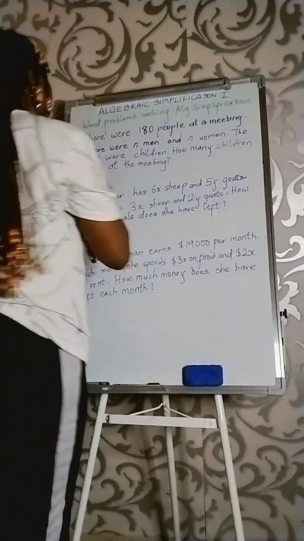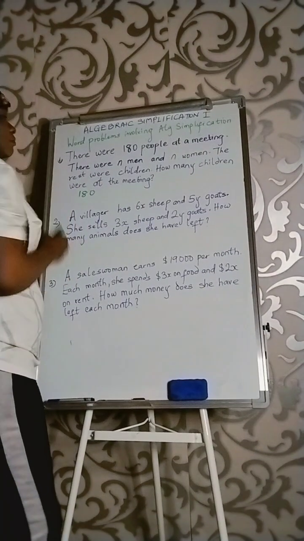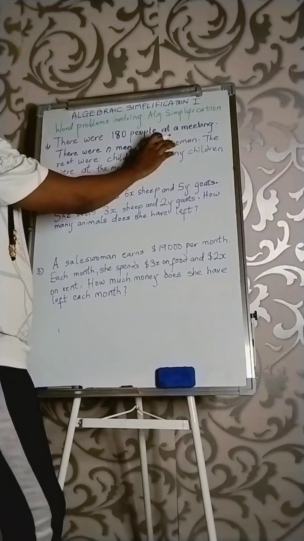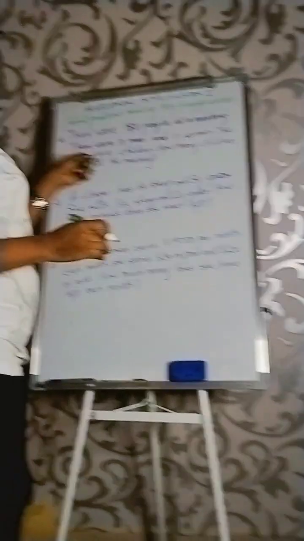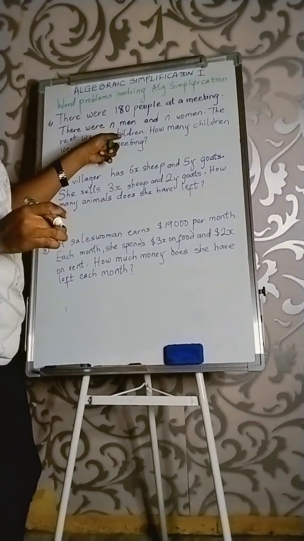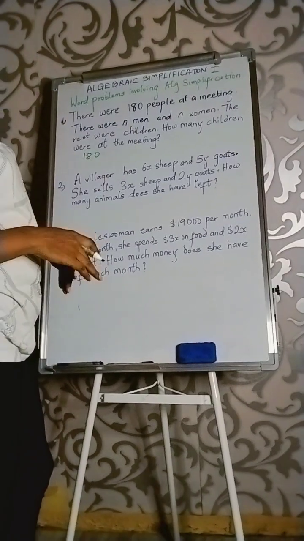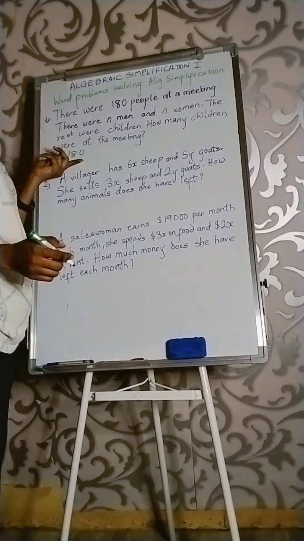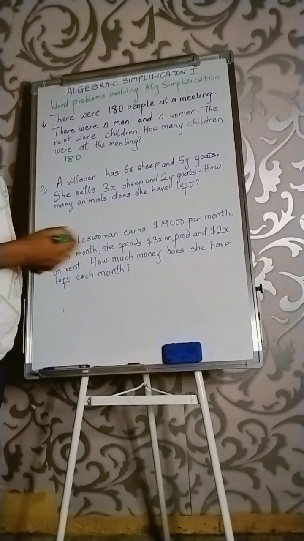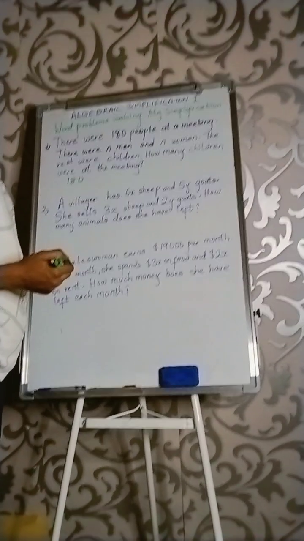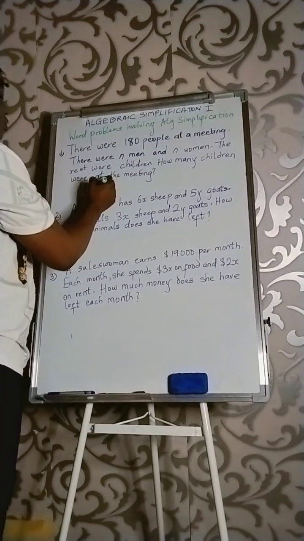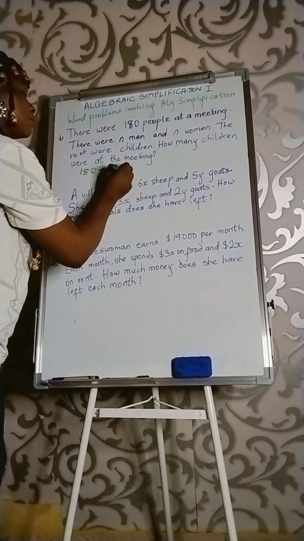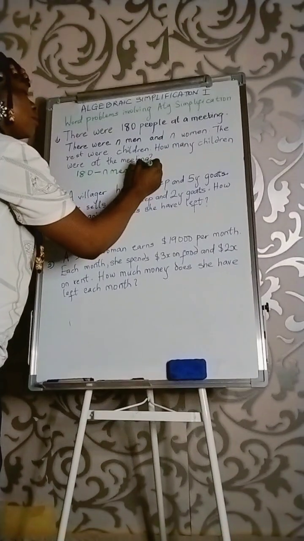So firstly, we have 180 people. And there were n men and n women. And they don't know how many children were at the meeting. So now they ask you how many children are at the meeting. This is the total number of people that were at the meeting, right? So for you to get the people that were not at the meeting, what do you do? You subtract the people that were at the meeting, which is n men and n women.